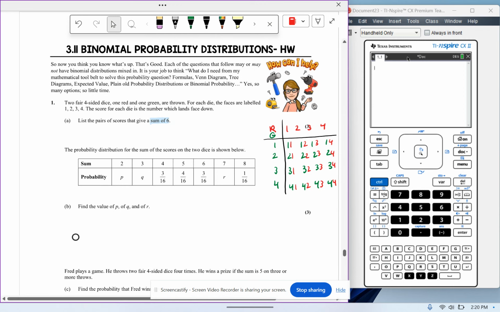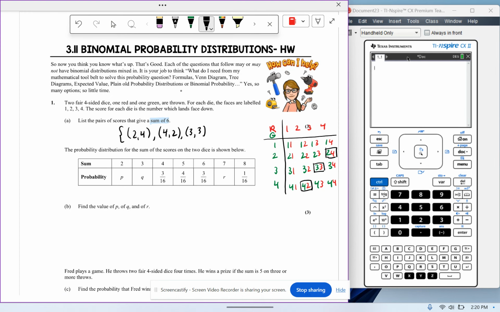So I'm going to see a sum of 6 when I've got this 3 plus 3, 2 and 4, and 4 and 2. Notice that all the sums of 6 end up on a cool little diagonal together. Very cool. So I'm going to list my pairs, and I'm going to have 2 and 4, 4 and 2, and 3 and 3.